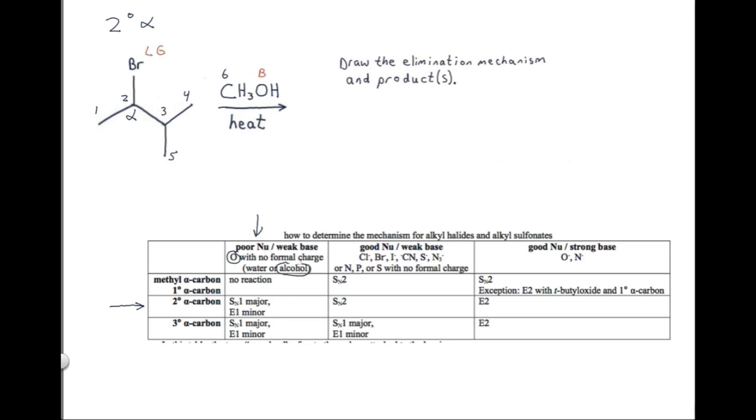Here we're using the neutral oxygen in an alcohol. You should recognize that this molecule is an alcohol. An alcohol is an OH group connected to a carbon chain. So the table predicts SN1 major, E1 minor. But again, the problem told us to draw the elimination mechanism. Therefore, we know that for this problem, we're supposed to draw the minor E1 mechanism. Make sure you write down the name of the mechanism that you're drawing, E1.